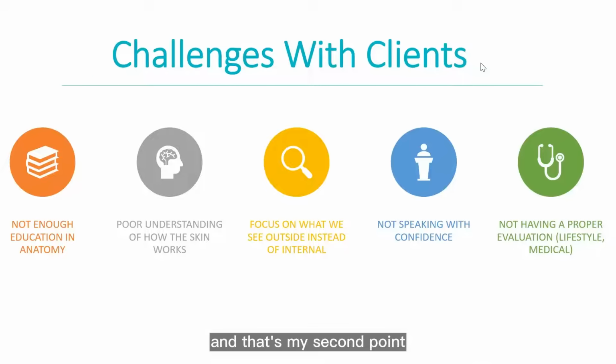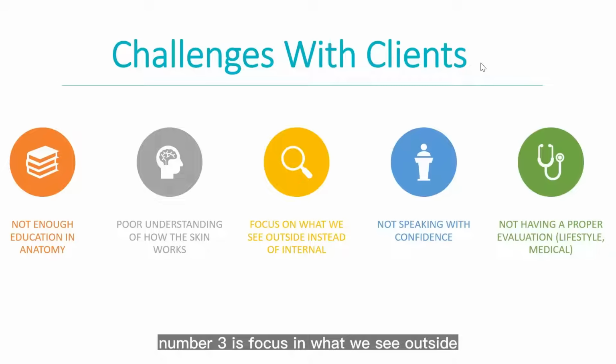And that's my second point. How does it make collagen? How does it heal? How deep are the layers? If I'm microneedling and I'm putting needles in someone's face, how deep is it going and why? And what is the treatment doing? So that's a very important part of the analysis, understanding the skin.